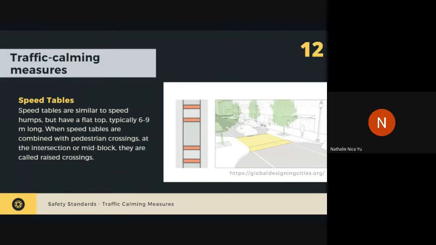Okay, so next we have speed tables. Speed tables are similar to speed humps but have a flat top, typically 6 to 9 meters long. When speed tables are combined with pedestrian crossings at the intersection or mid-block, they are called raised crossings. As you can see here, the flat tops can be used as pedestrian crossings, where people can pass. And you can actually see this in front of the country club near Ayala. So we actually have this one also.